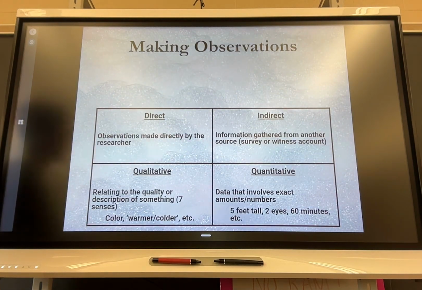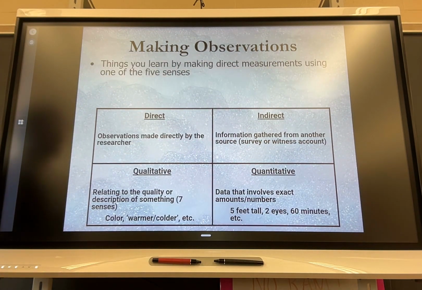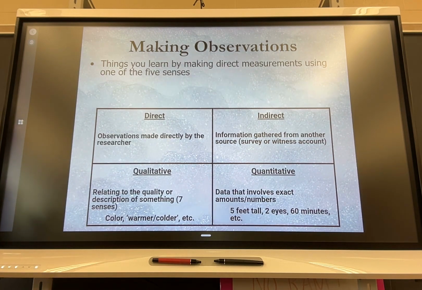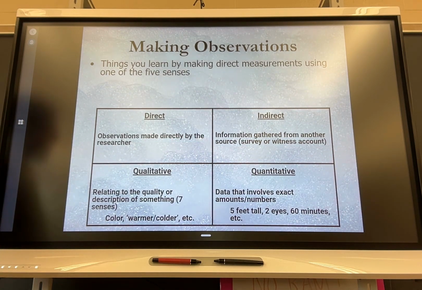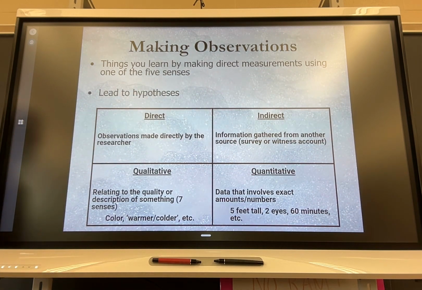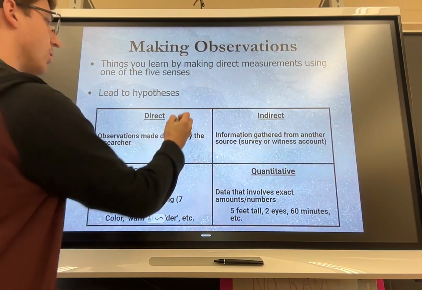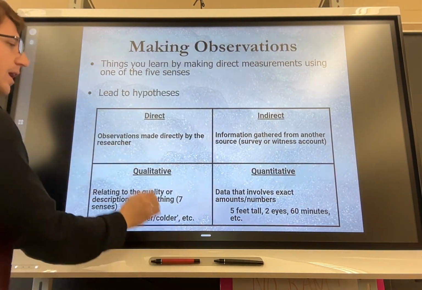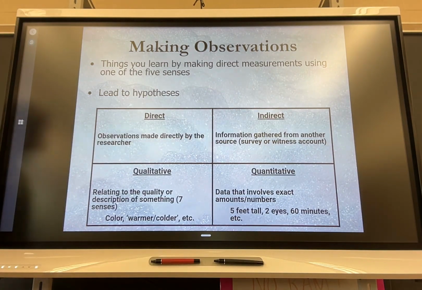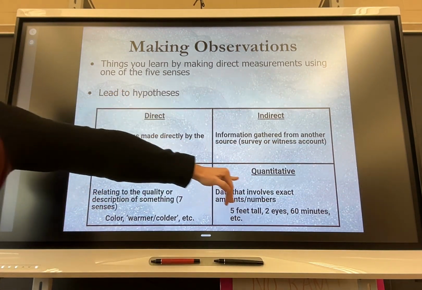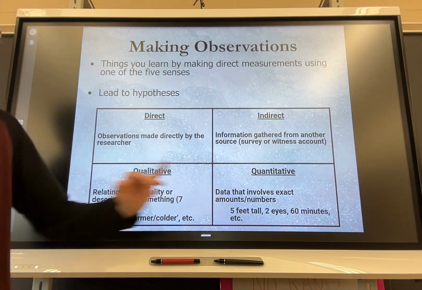We also have to make observations. So a lot of things that lead into that question are going to be these observations. And observations are learning things using the 5 senses. So touch, smell, taste, sight, and hearing. These can help lead to our hypotheses and, like I said, lead to our questions. And we have 4 different kinds. So typically the way we look at this is that an observation is either going to be direct or indirect, and it's either going to be qualitative or quantitative. So we can have direct qualitative, direct quantitative, indirect qualitative, or indirect quantitative.